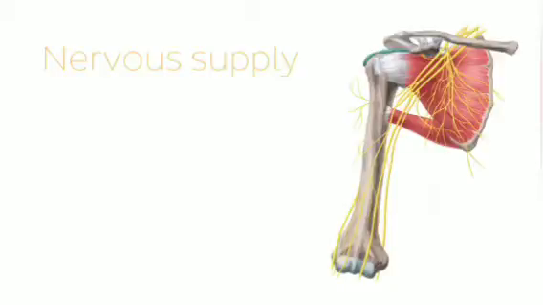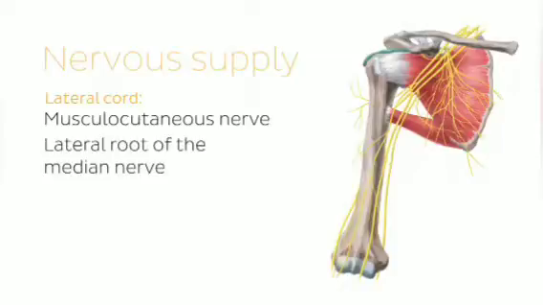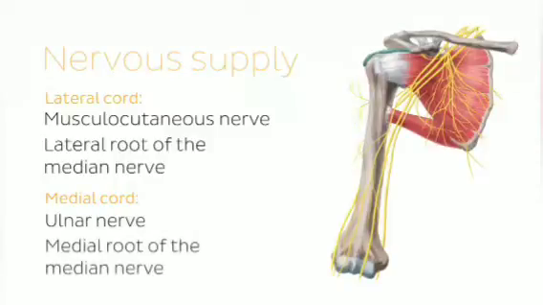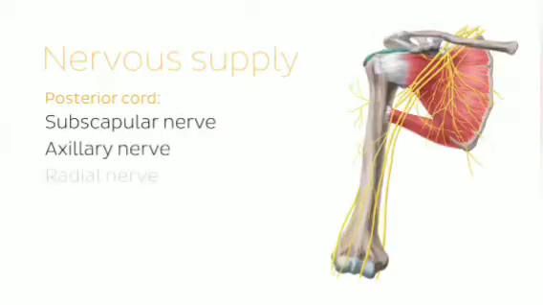Now we're going to be seeing that on the lateral cord of the brachial plexus, there are a set of nerves that are going to be supplying this area, which include the musculocutaneous nerve and the lateral root of the median nerve. From the medial cord, we're going to see the ulnar nerve and also the medial root of the median nerve. And from the posterior cord of the brachial plexus, we're going to be seeing the subscapular nerve, the axillary nerve, and the radial nerve.